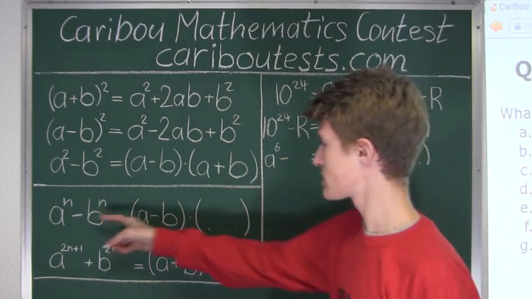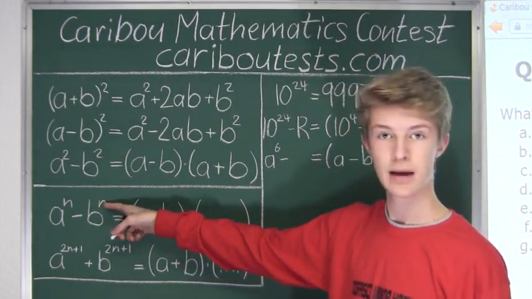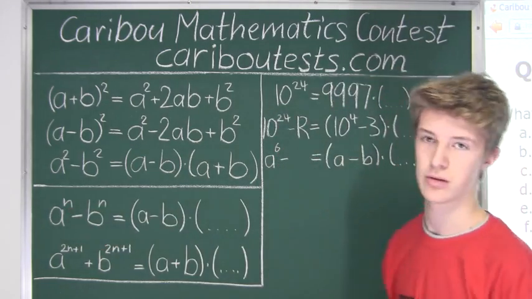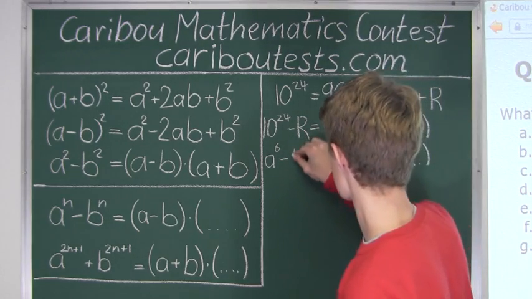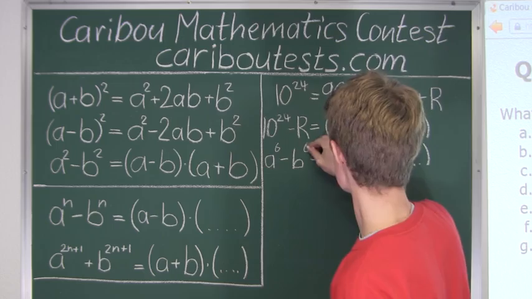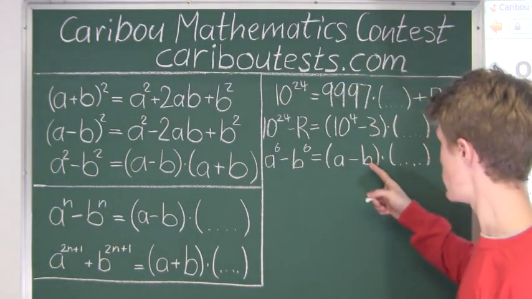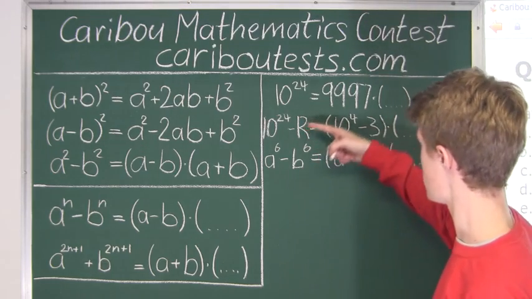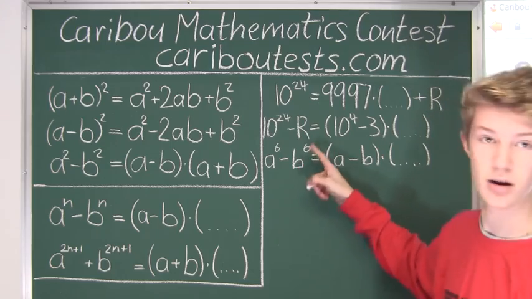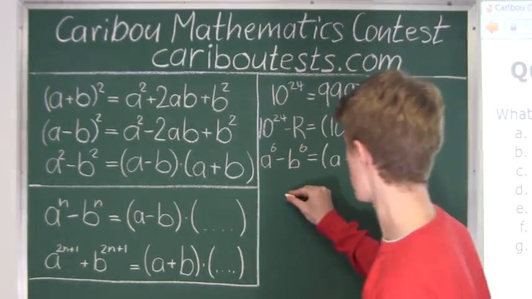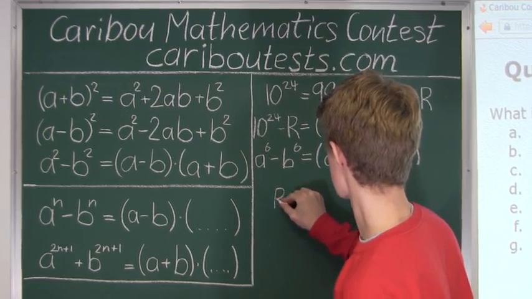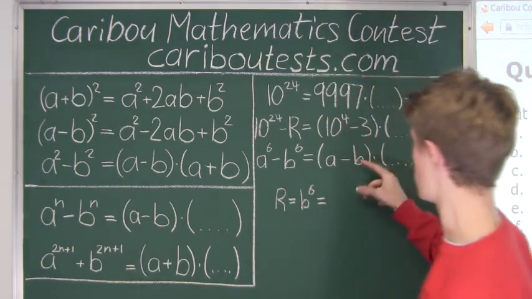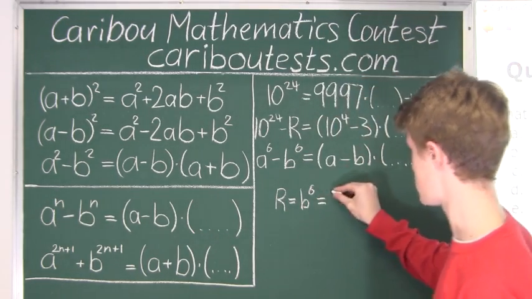Okay, and since we still have minus b to the power of n, and we know that n is 6 from the a to the power of 6, we must put b to the power of 6. Okay, and we know that b is 3. And we know that here the r is b to the power of 6. So we have r is equal to b to the power of 6. And we know b is 3, so we have 3 to the power of 6.